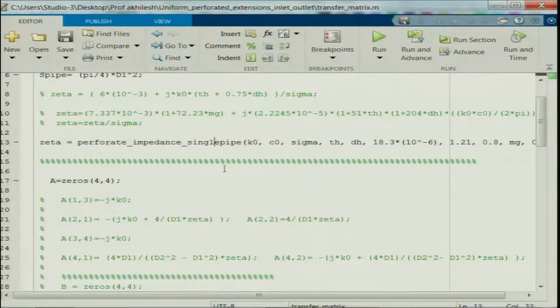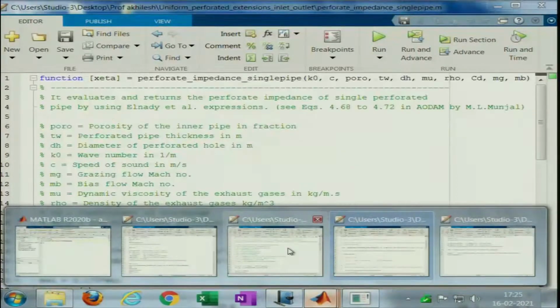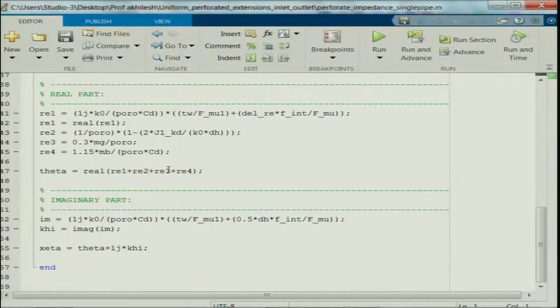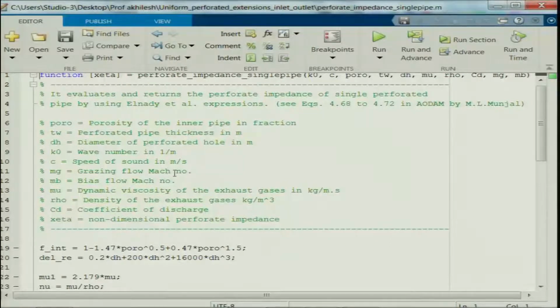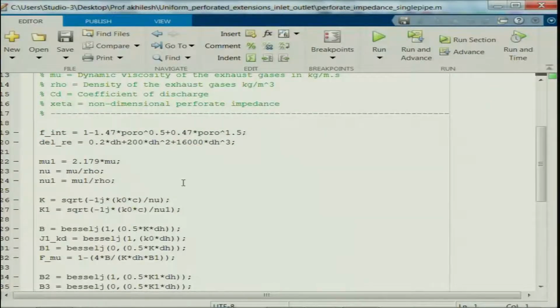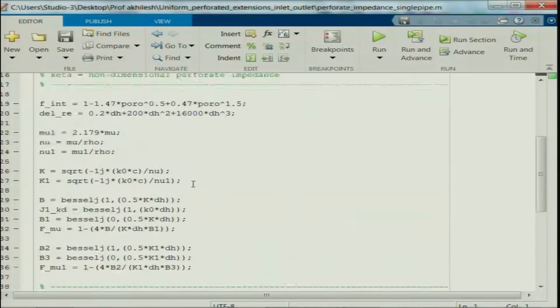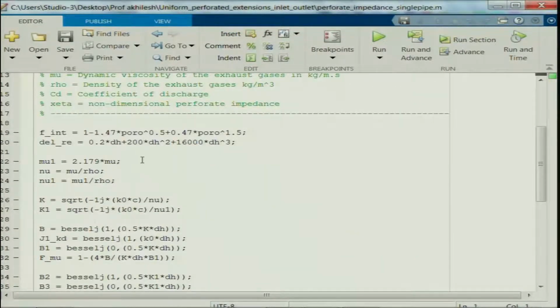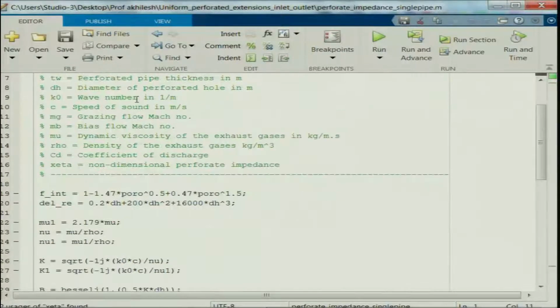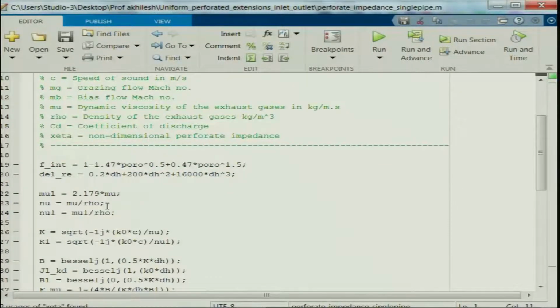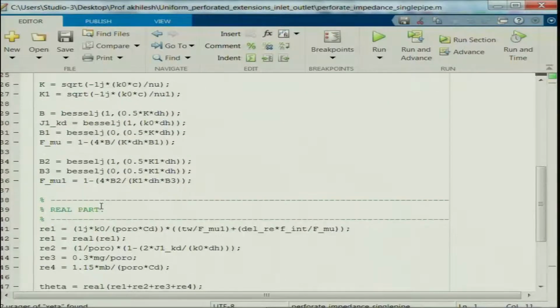So, this is the perforate impedance file which I have written separately. This is the rather complicated thing that I had shown you. One needs to have a little bit of practice with programming, so that will be useful. This can be done in Fortran, Octave, Python, or whatever you are comfortable with. Basically, this file takes in all the parameters, and at the end it gives you the zeta parameter, that is your perforate impedance. Porosity, mu, kinematic viscosity, and all these things are well computed.